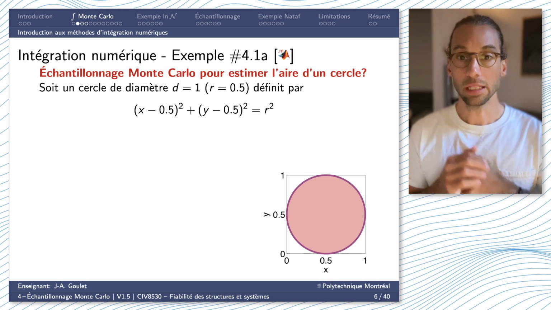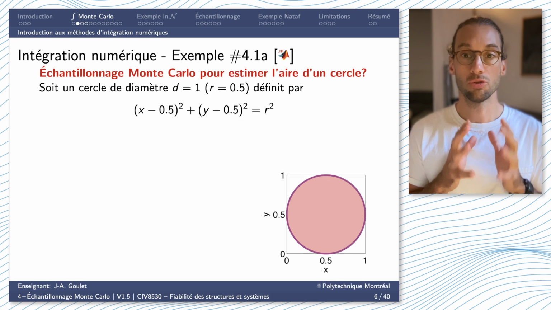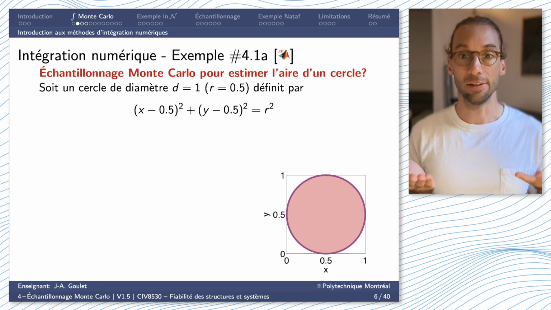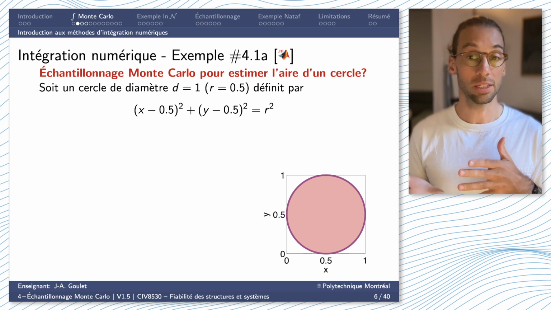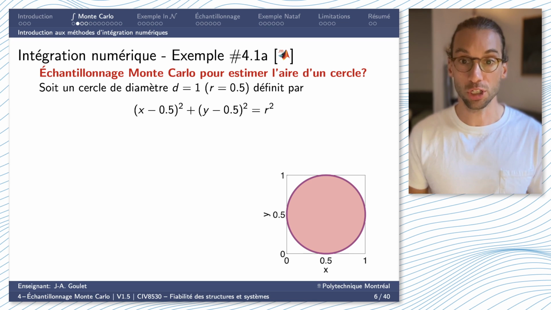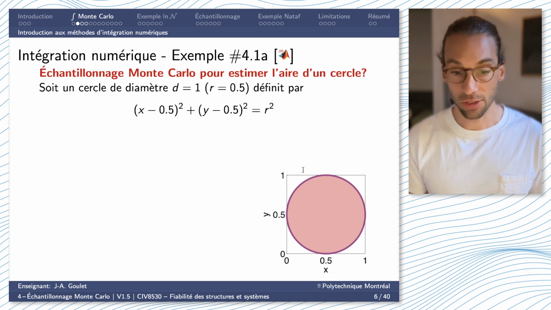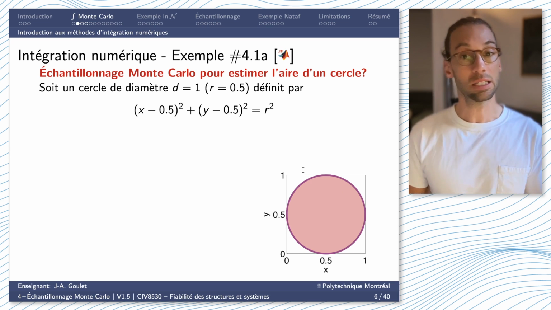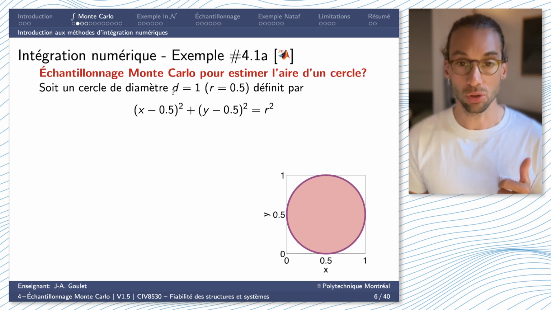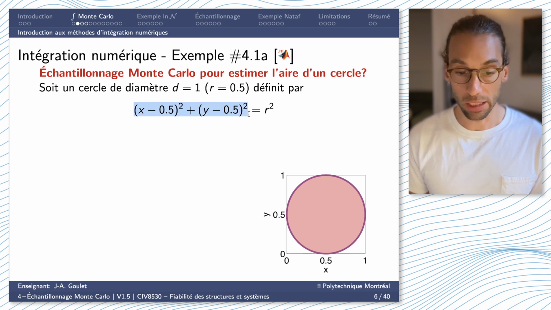First, let's approach Monte Carlo integration through a simple example. Let's imagine we want to use Monte Carlo sampling to evaluate the area of a circle. This is a good example because we know the theoretical result, okay? Pi r squared. We know what the area of that circle should be, but we're going to see if we can approximate that same area with samples. For that, we first need to define our problem. We're going to have a circle of diameter 1, so radius 0.5, defined by this classic equation.